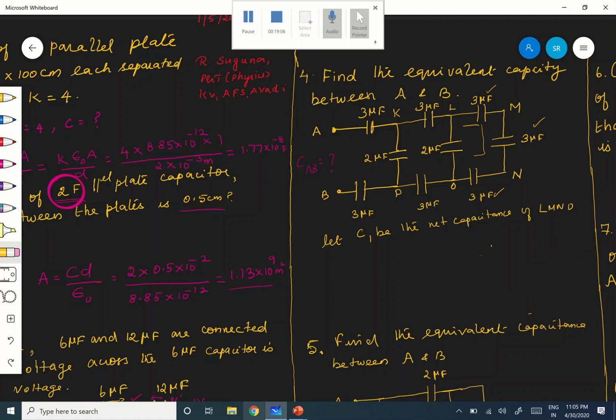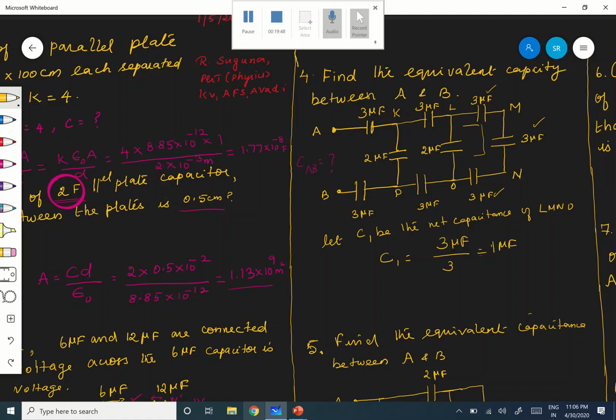Now we'll see, in LMNO, what is the capacitance C1? Directly I can find C1. In LMNO, 3 microfarad capacitors are there. How many are there? 3 are there. Therefore, directly, as I just told you how to find, the capacitance value is 3 microfarad. How many such capacitors are there? 1, 2, 3. Therefore, it is 3 divided by 3, that is 1 microfarad. Directly you can do, no? 1 microfarad.